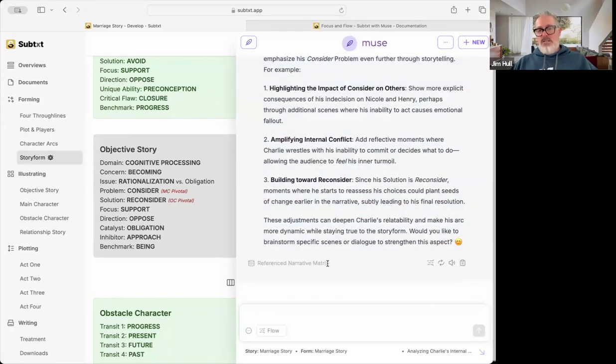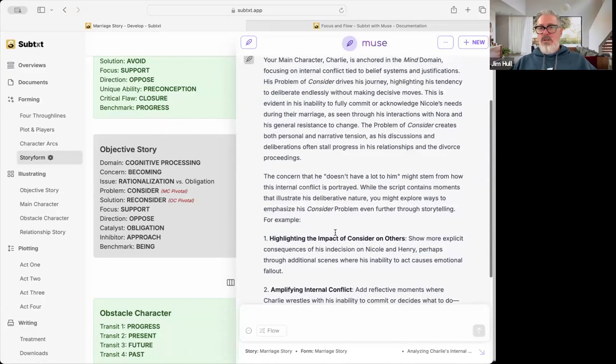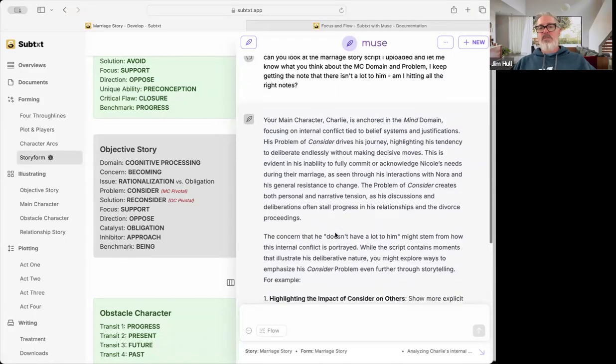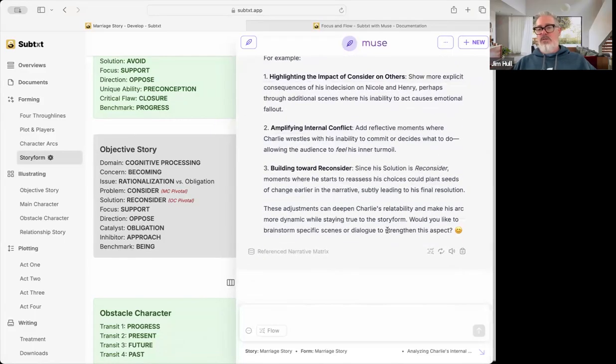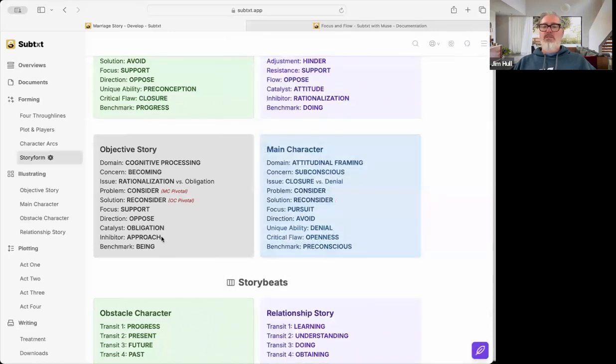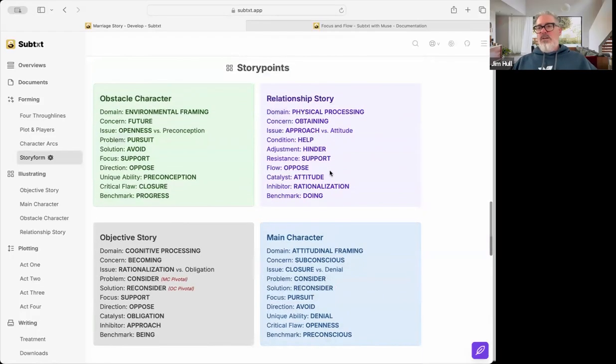But I agree, sometimes it gets really lazy and it doesn't do it. It's gotten way better in the last couple months as far as reading. But if you don't see this reference narrative matrix or reference uploaded document, then that's a really good sign that it's not actually going through and reading it, right? So then you would use that to go through and check all your story points and make sure, hey, did I hit this part?